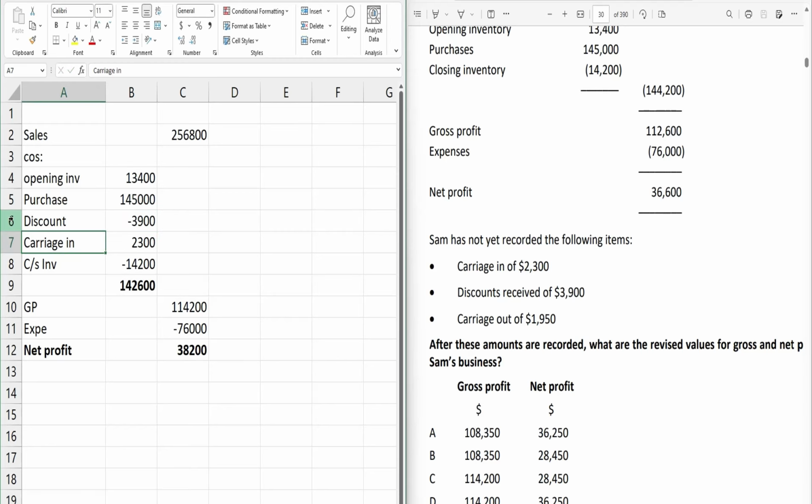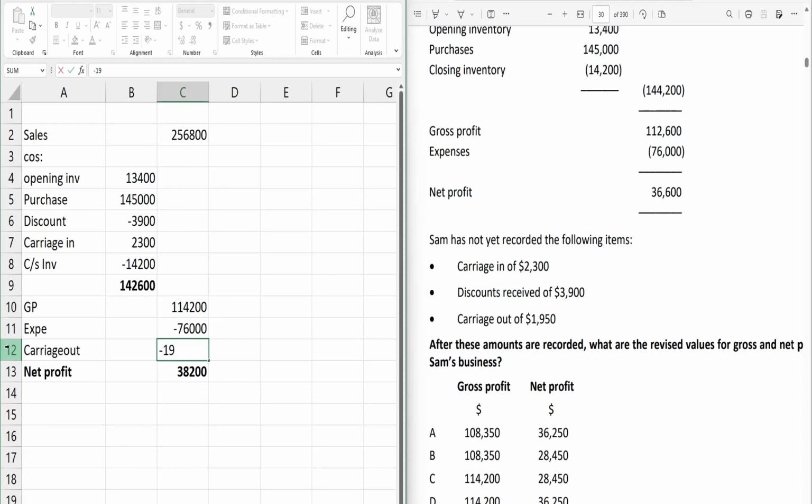3900. Okay, then we have carries outward, which is when we are sending the goods to our customer, and this expense will be incurred. So it is not a direct cost. So carries out will be added back, 1950, right? Okay, so let's add all these.